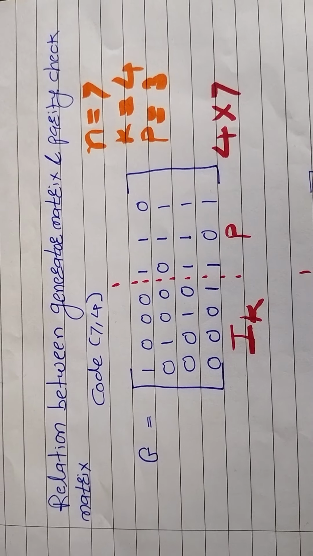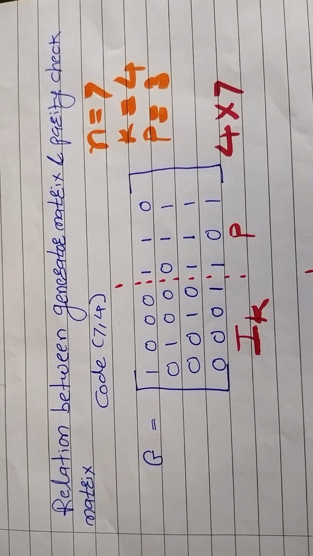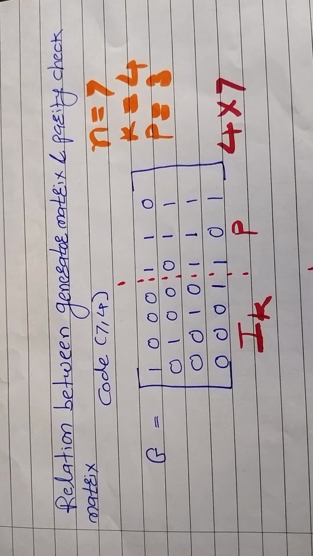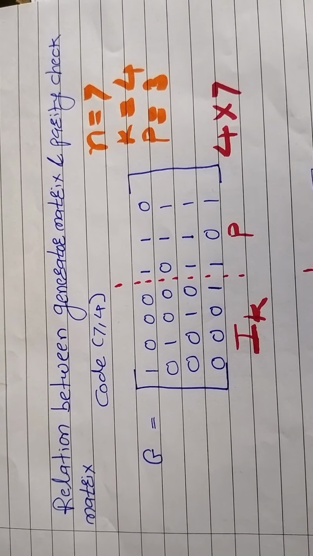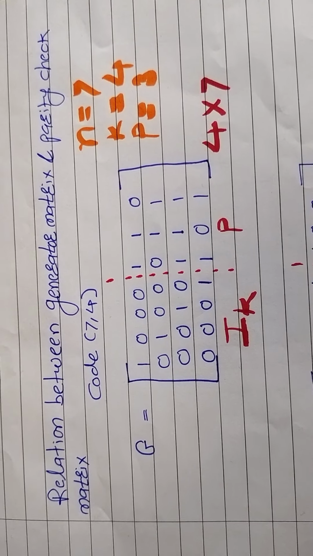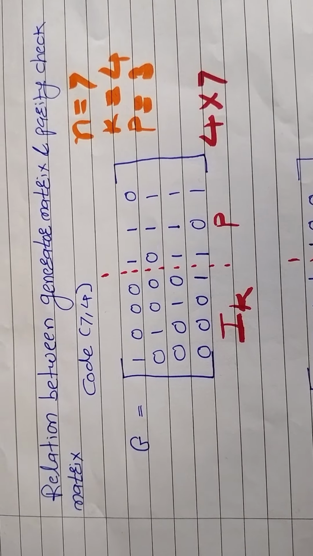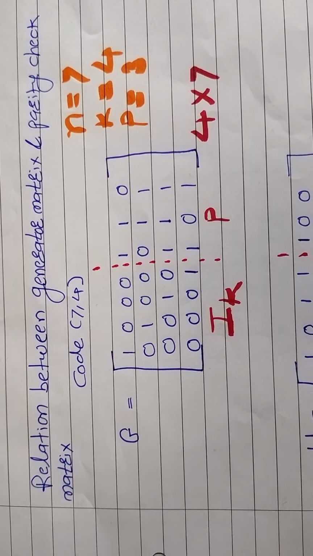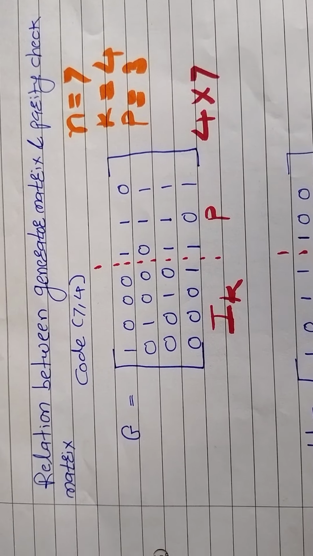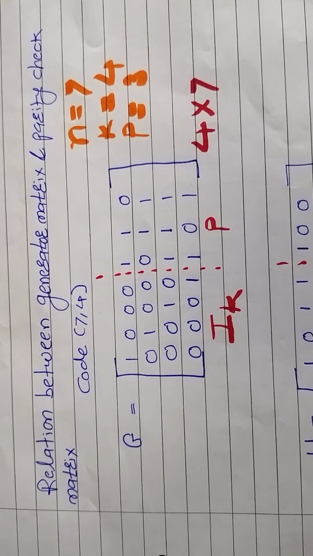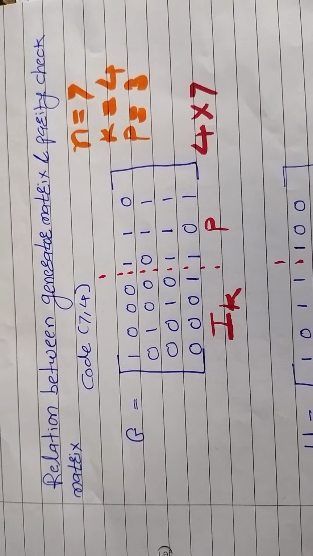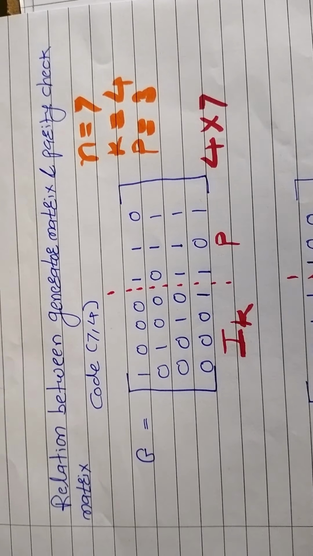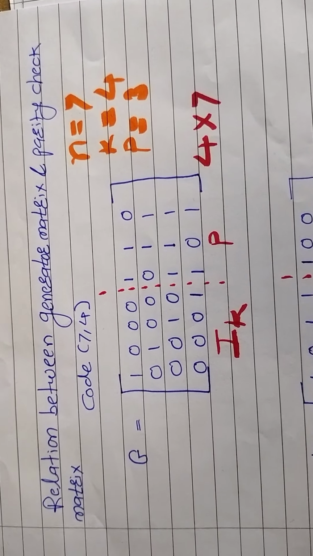In today's video, we are going to see what is the relation between generator matrix and parity check matrix in case of linear block codes. Generally, we have to obtain the parity check matrix from the generator matrix. There are many confusions about the dimensions, about the IK matrix, about the dimensions of the P matrix. So it is not needed to remember all those dimensions.